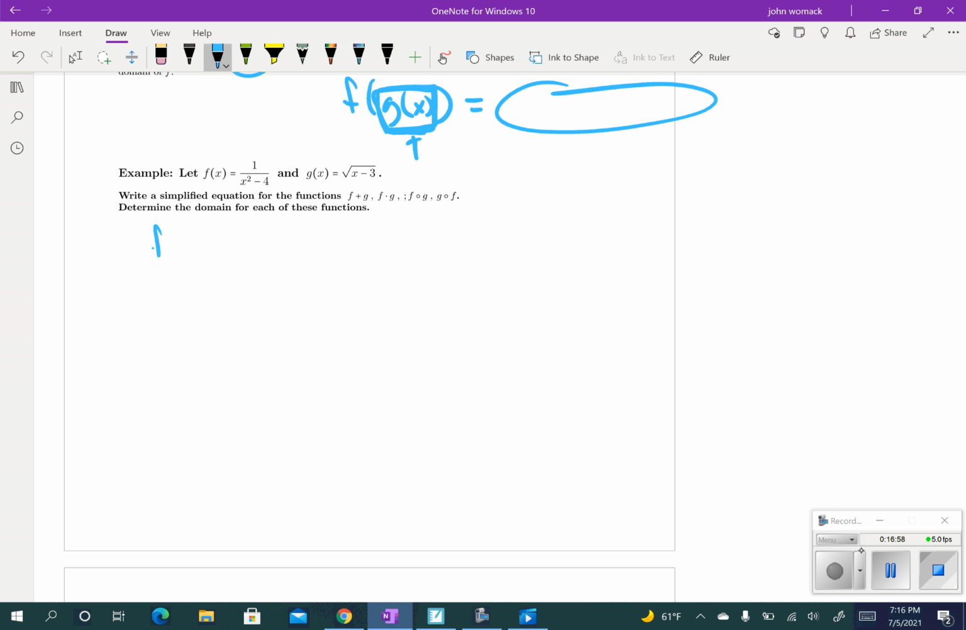So let's start with f plus g. Remember, f plus g of x just means to take f of x plus g of x. Well, f of x is 1 over x squared minus 4, plus g of x, which is the square root of x minus 3. Oops, sorry. This is f plus g of x. That's what it equals.